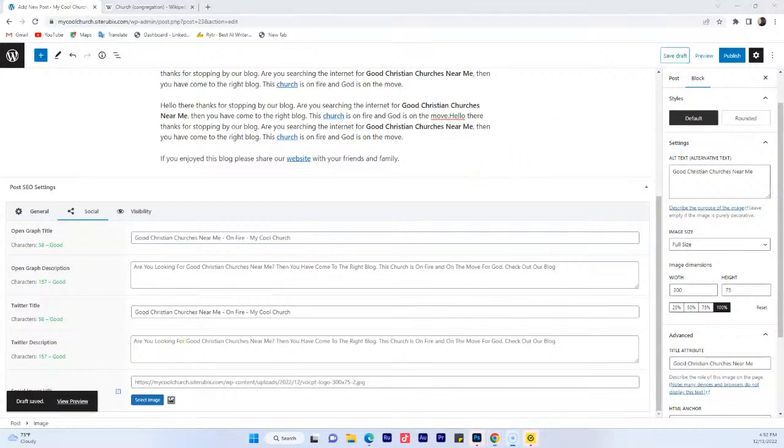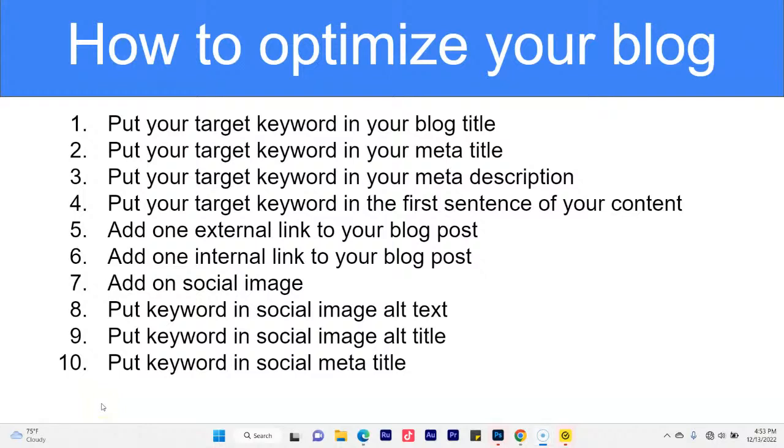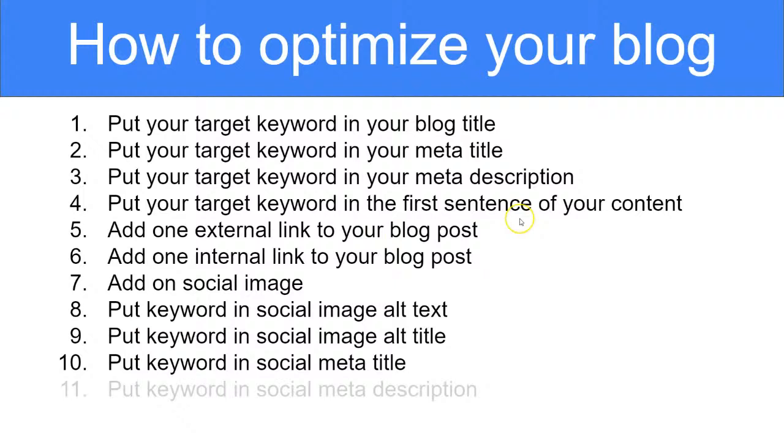Keep it locked. All right, family. Let's move on to step number 11 in optimizing our blog for search engines. The next step is you want to put your keyword in your social meta description. So let me show you how to do that.